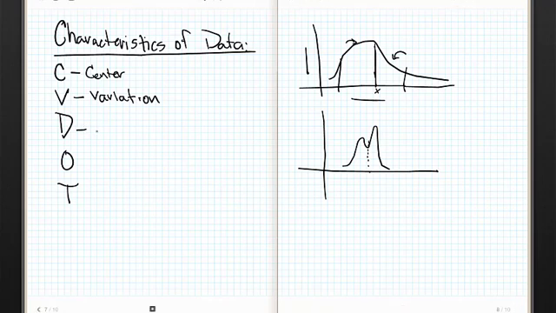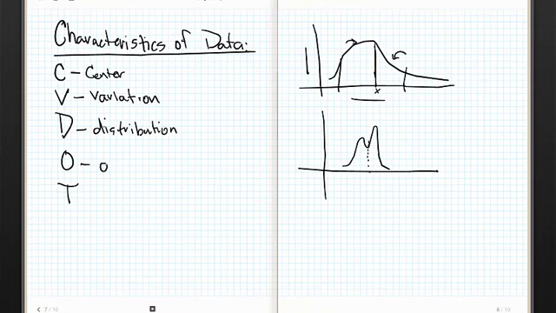D is for distribution. Distribution is: what's the shape of the distribution? What does it look like? This one has a real clean shape. This one has a weird tail going on over here. This has sort of a bicameral shape. It almost looks like a camel's hump, doesn't it? So you pay attention to those kinds of things. What does the distribution look like?